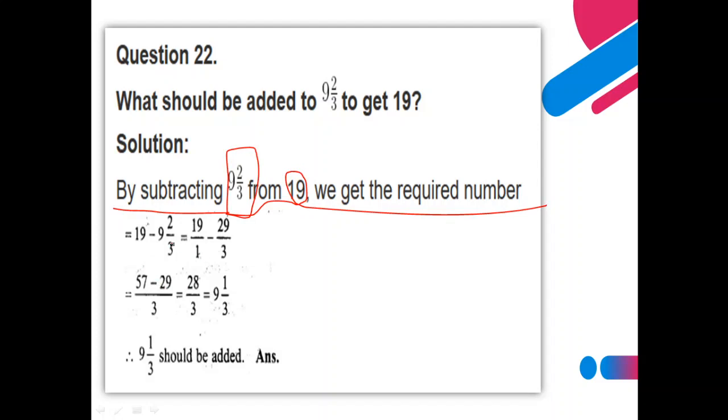So we are writing as a statement 19 minus 9 2 by 3. 19 we have to write as 19 upon 1. And this is a mixed fraction, so we have to convert it into an improper fraction. 9 2 by 3 is converted to 29 by 3. Then after calculation, we get 28 upon 3. This is converted into a mixed fraction, 9 1 upon 3. So hence 9 1 upon 3 should be added.